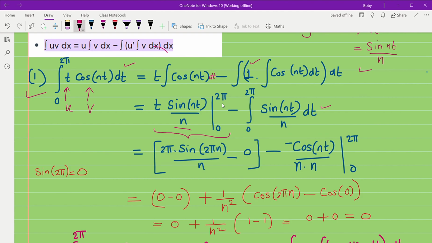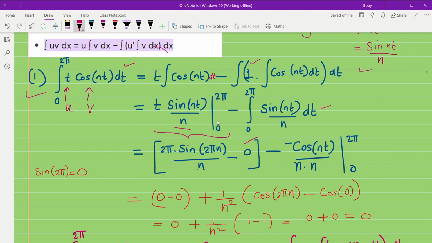So 2 pi sin n times 2 pi. So that means 2 pi sin 2 pi n divided by n, minus lower limit is 0 into sin. 0 into any function, that is 0. Okay, so this is the upper limit for the first function.